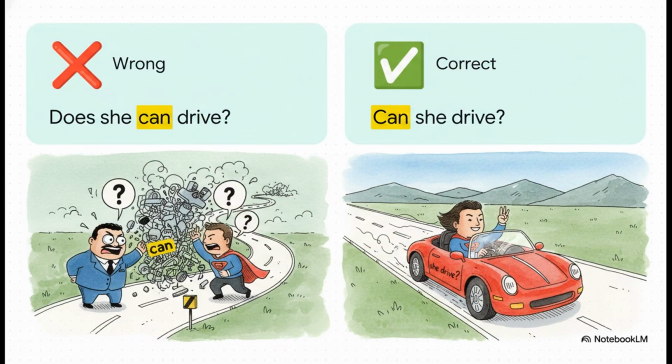Can is strong enough to make the question all by itself. You just move it to the front. Can she drive? Much cleaner.